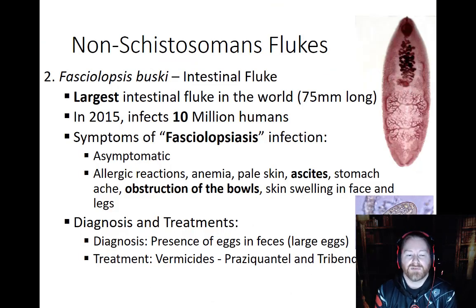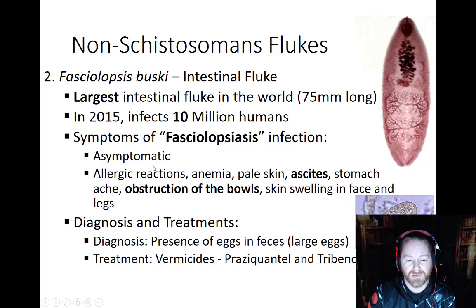So here's a non-schistosoman fluke as well. So this is going to be the intestinal fluke. So you imagine it's going to cause some intestinal distress. So it is the largest intestinal fluke in the world. It's about 75 millimeters long. It's actually pretty visible. They're actually pretty big. And in 2015, infected 10 million humans worldwide. Here's the name of its disease. And here are the symptoms.